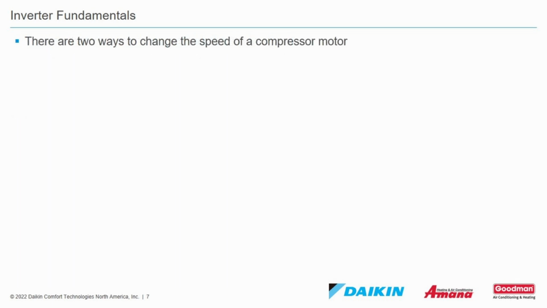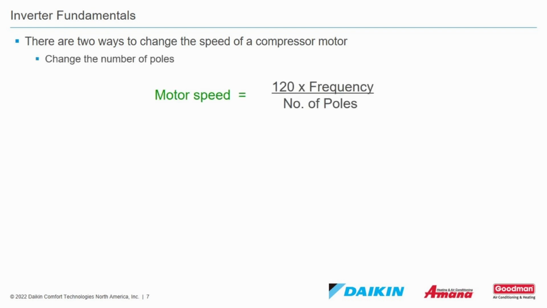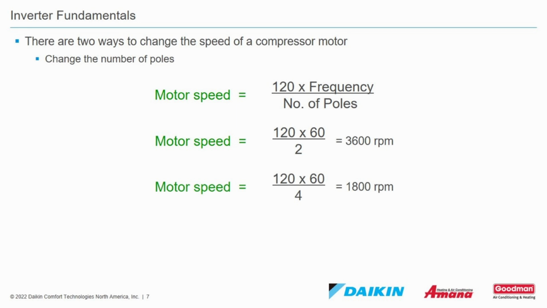There are two ways to change the speed of a compressor motor. We could change the number of poles, so the motor speed would be equal to 120 times the frequency divided by the number of poles in the motor. So, that would be 120 times 60 cycles divided by 2 poles would be 3,600 RPM. 120 times 60 cycles divided by 4 poles would be 1,800 RPM. 120 times 60 cycles divided by 6 poles would be 1,200 RPM.